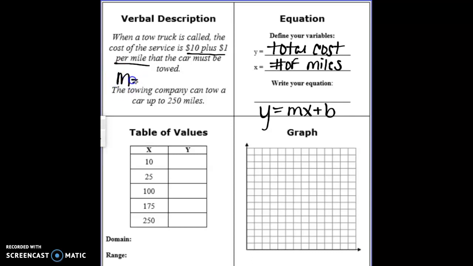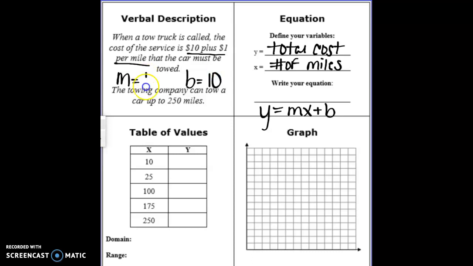Now here I'm going to write my M and my B. I know that my M represents my slope and B represents Y-intercept. My slope is the rate of change. I can identify that with words like per, each, and every. And my y-intercept is my startup fee, one-time fee. It's where we begin. So 10 would represent my y-intercept because it's a service fee.